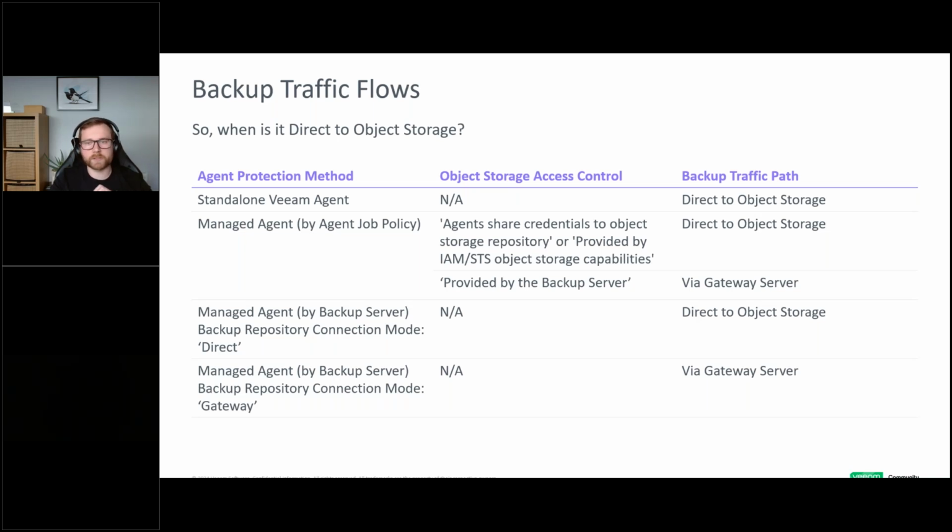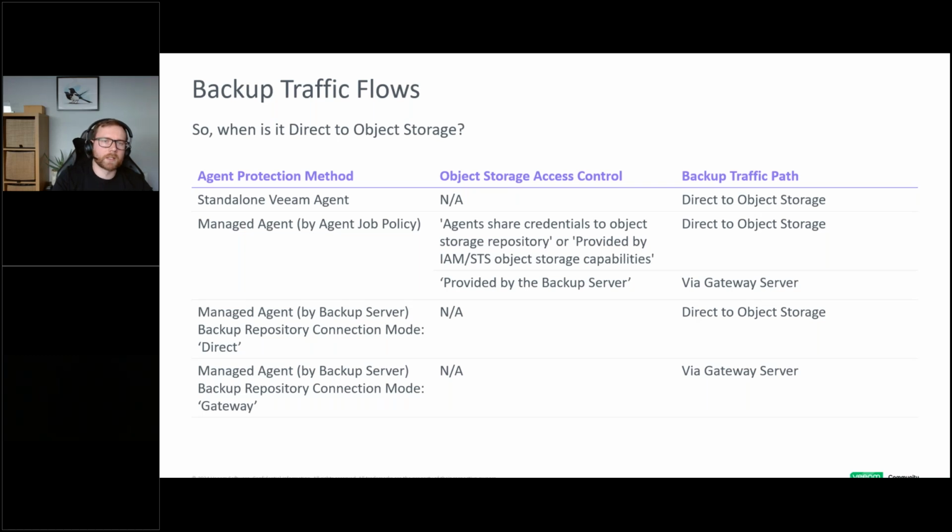If you use secure or insecure direct access modes, then you'll be communicating directly to object storage. And if you specify provided by the backup server, then you'll traverse a gateway. Finally, if your agent is managed by the backup server, then if you specify direct, you'll communicate directly to the object storage. And if you specify gateway, you'll communicate via the gateway.